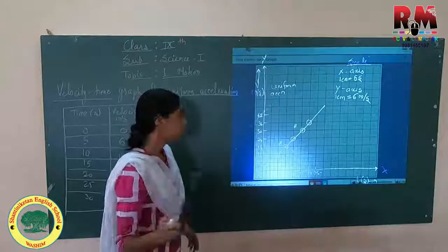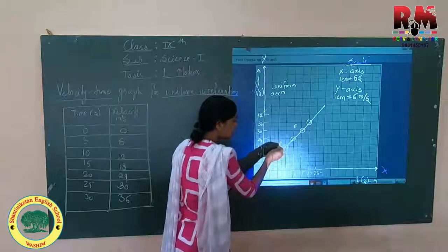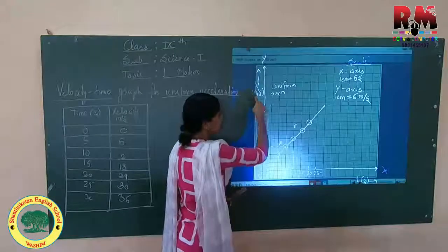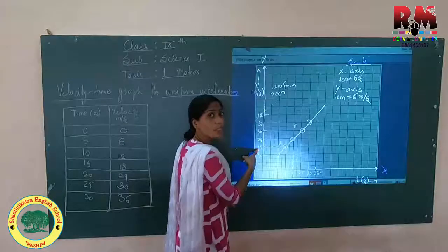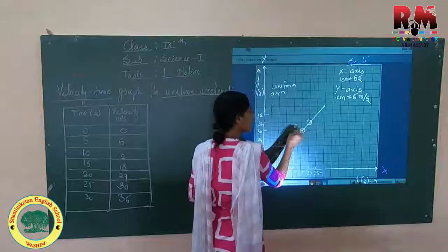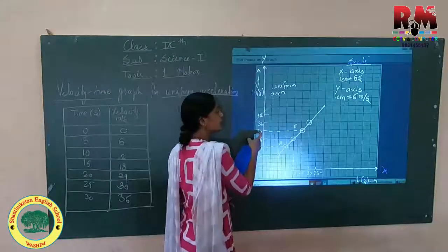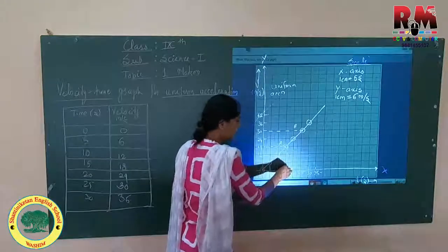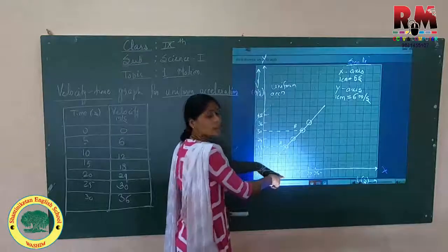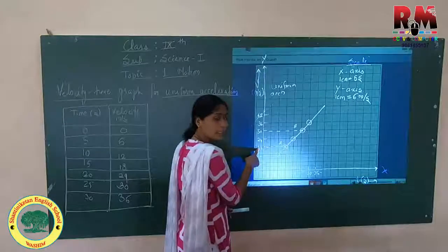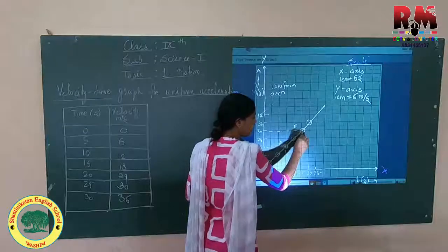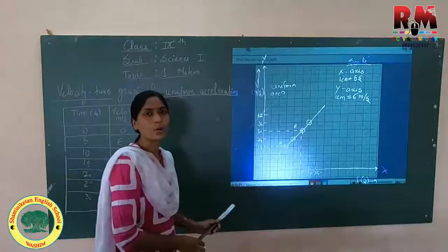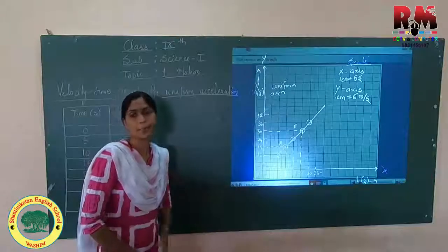Now let us see the values at point A. You came to know that at point A, the velocity is how much? 18 meters per second. And at point B, it is how much? 30 meters per second. Let us see at what time it is 18 meters per second. At 15 seconds, the velocity of the object is 18 meters per second. And at 25 seconds, the velocity of the object comes to be 30 meters per second.